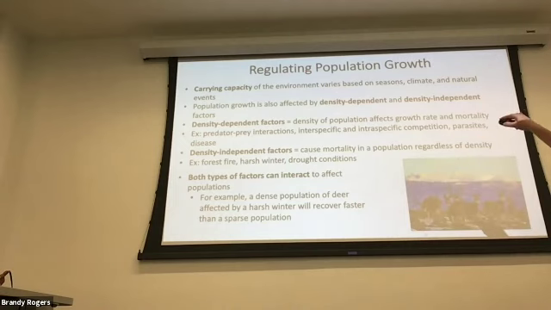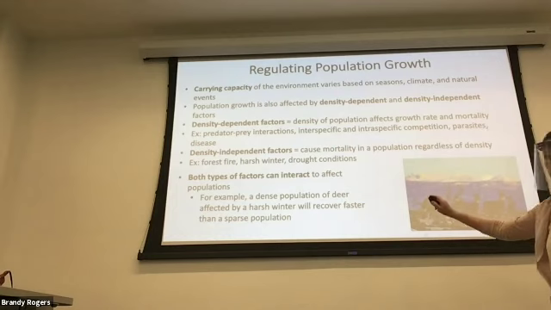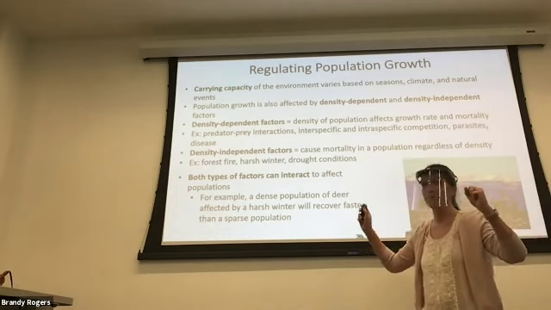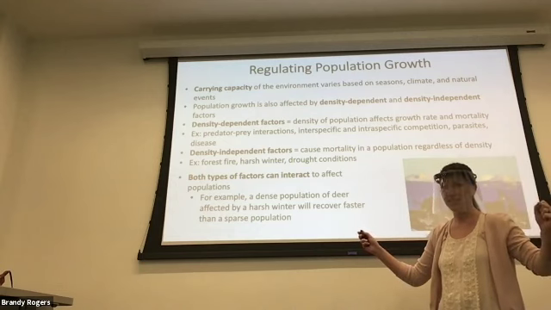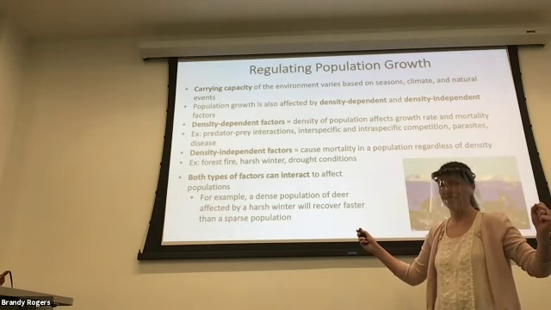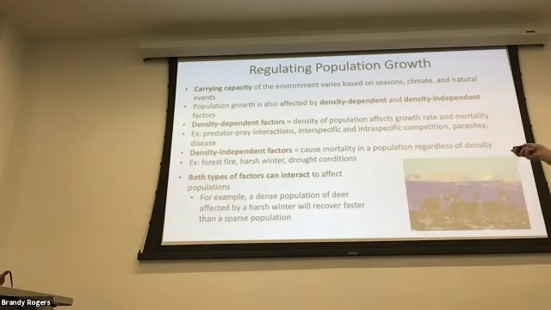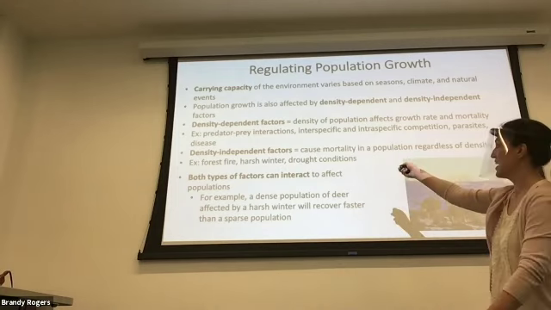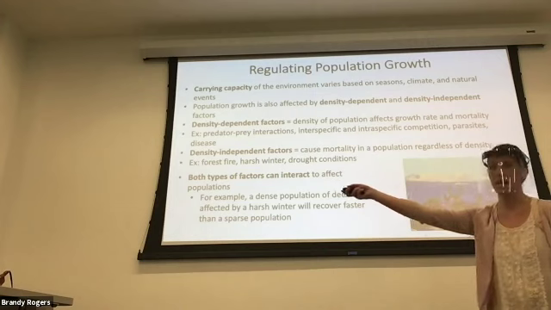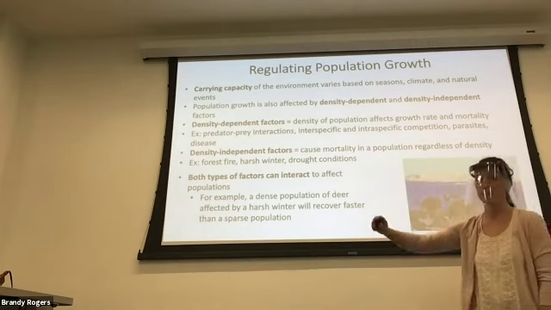We're talking about other things that can affect population growth. Density dependent factors. All right, you guys, this is really tough. Depend on density. Right? It's tricky stuff. I'm kidding. The density of the population affects the growth rate and mortality. Okay, density dependent regulatory factors, that's the case. Things like predator-prey interactions are going to be density dependent.